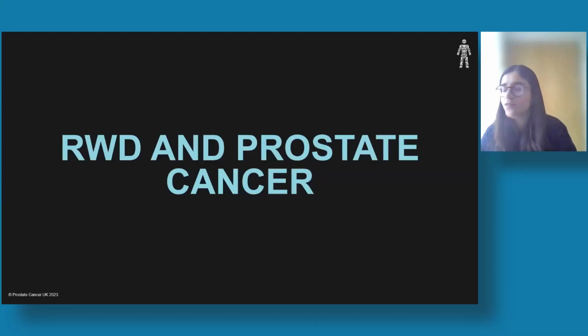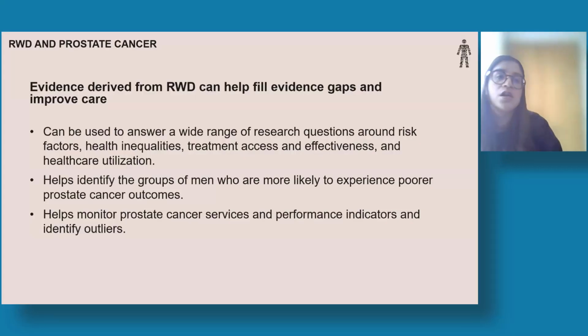So now that we know about the fundamentals of real-world data, what it is, the challenges and the advantages of using it, I'd like us to come down to prostate cancer and have an idea of how it can be used in prostate cancer and why it is so important for us in this field. So the evidence derived from real-world data can help fill evidence gaps and improve care. I think that was quite clear when we talked about the fundamentals, but in prostate cancer, it is specifically important because we have so many unknowns that we have not been able to answer through clinical trials.